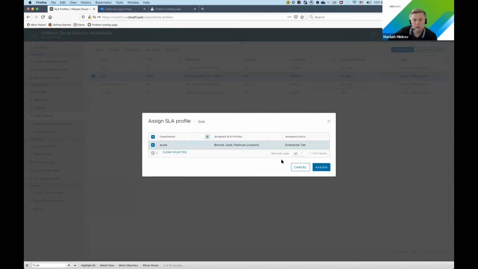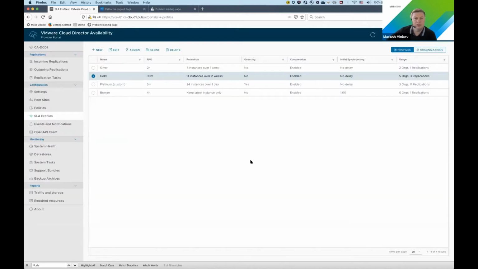Once you do the assignment, we are also showing what profiles are currently assigned. It means that the tenant can start configuring replications based on this profile. There is another setting worth mentioning here, whether the tenant can overwrite the settings in the SLA profile. This is controlled by provider policies. But in the scenario when we are doing billing based on SLA profiles, I would rather recommend not to use this at all.